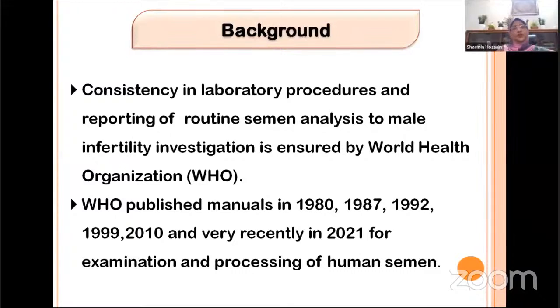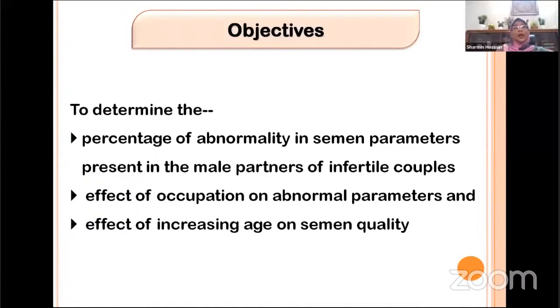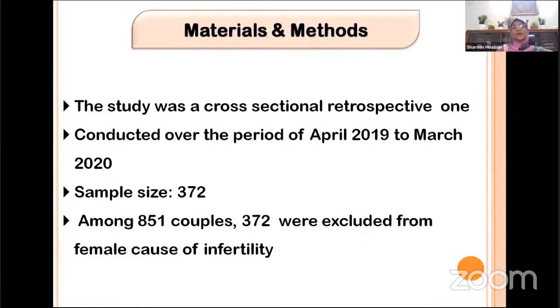Consistency in laboratory procedures and reporting of routine semen analysis in male infertility investigation is ensured by the World Health Organization, or WHO, which published manuals in 1980, 87, 92, 99, 2010, and very recently in 2021. The objectives of this study were to determine the percentage of abnormality in semen parameters in the male partners of infertile couples of Bangladesh, the effect of occupation on abnormal parameters, and the effect of increasing age on semen quality.